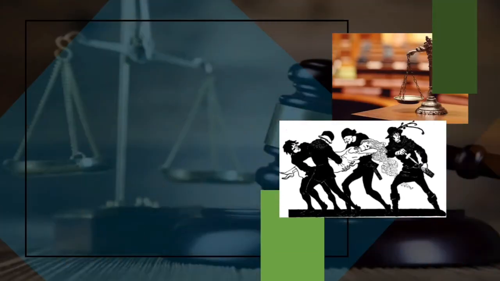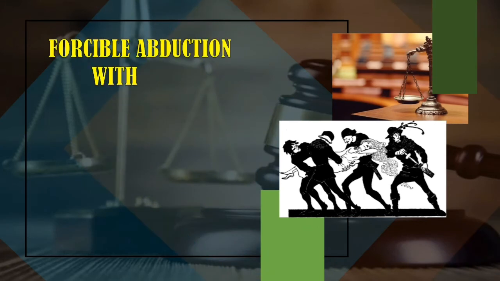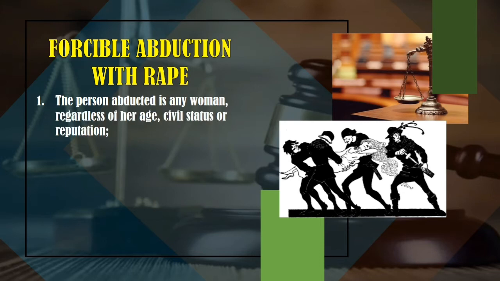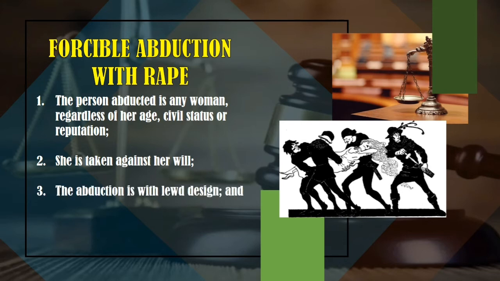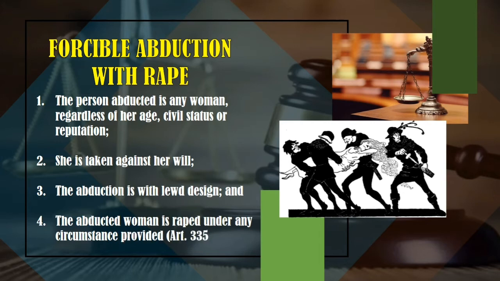Now, how about in the case of forcible abduction with rape? So the elements under this crime include: 1. The person abducted is any woman, regardless of her age, civil status, or reputation. Second, she is taken against her will. Third, the abduction is with lewd design. And fourth, the abducted woman is raped under any circumstance provided in Article 335 of the Revised Penal Code.